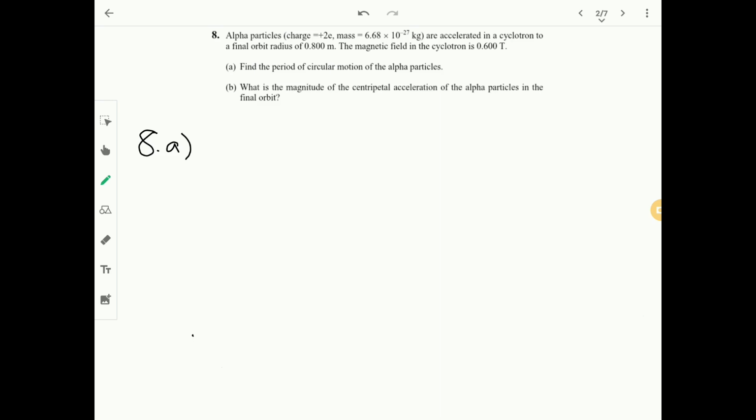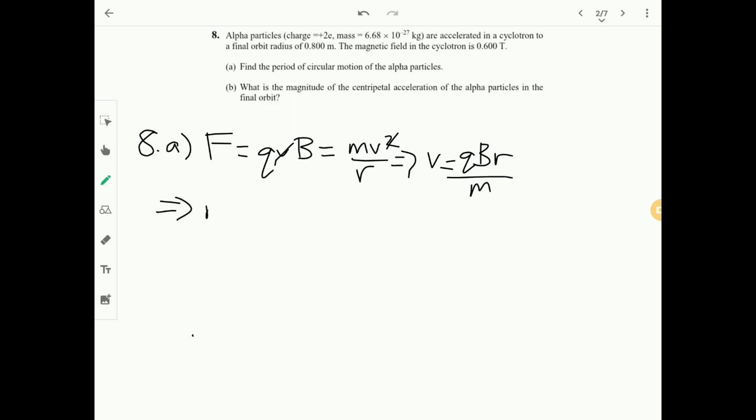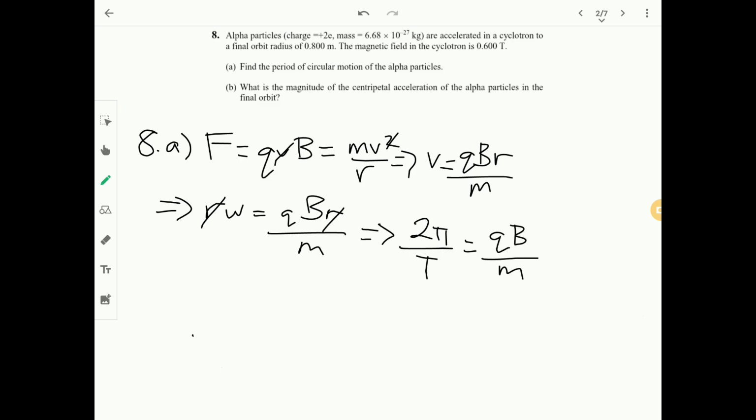Alright, let's check together. So we want the period of circular motion. First, you should know that the force is equal to QVB. Sine theta, we don't care about, it's perpendicular. And it's centripetal, so mv squared over r. The v's cancel. We should get that v is equal to QBR over m. But we should know that v is equal to r omega is equal to QBR over m. The r's can cancel. But we should also know that omega is 2 pi over T, or the period, right? That's QB over m. Simplifying for T, we should get that T is equal to 2 pi m over QB.